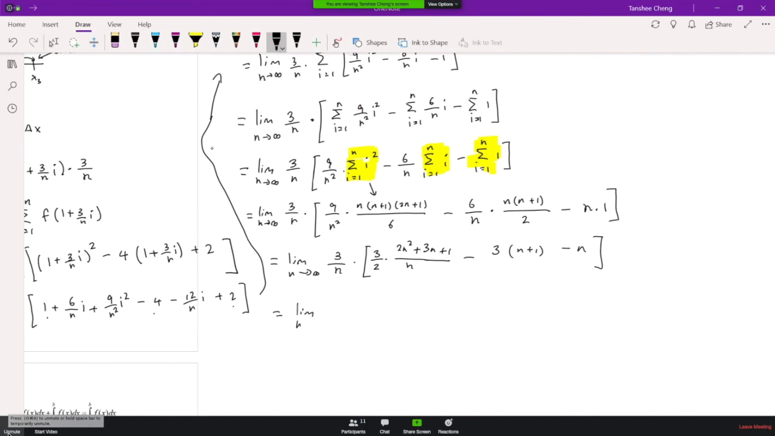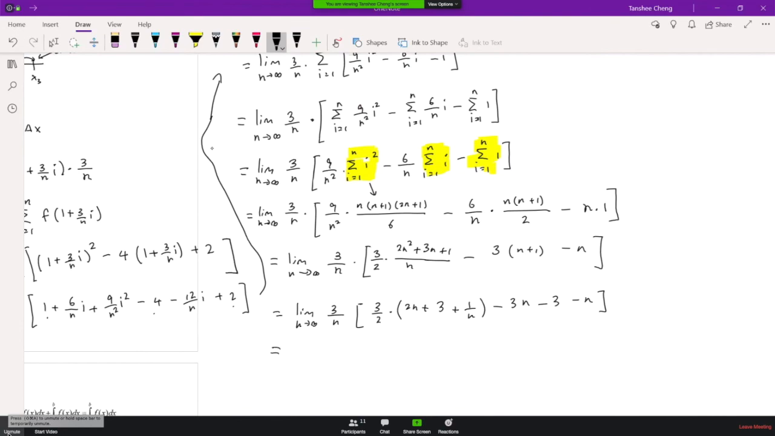Continuing this, limit as n approaches infinity, 3 over n, 3 over 2 times what this will become: 2n plus 3 over n plus 1 over n. Oh, plus 3, my bad. And then minus 3n minus 3 minus n. Okay, so far?